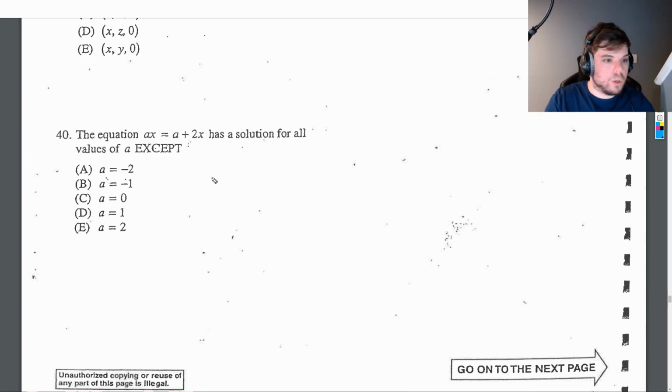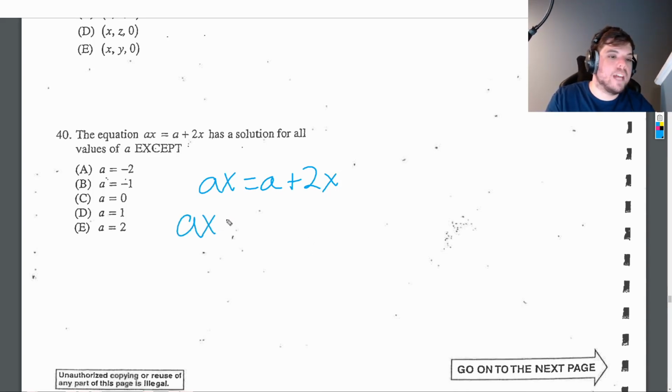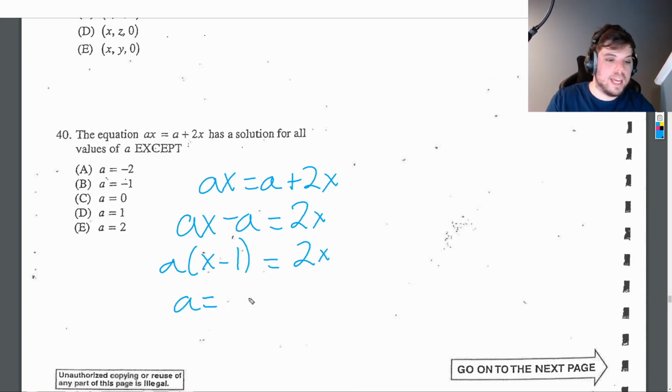Alright. So ax equals a plus 2x. So we're looking for a solution for values of a. So let's solve this equation for a. We have ax minus a equals 2x. We can factor out an a. a times (x minus 1) equals 2x. That means that a equals 2x over x minus 1. Which means that there's a value for a for everything except where x equals 1.